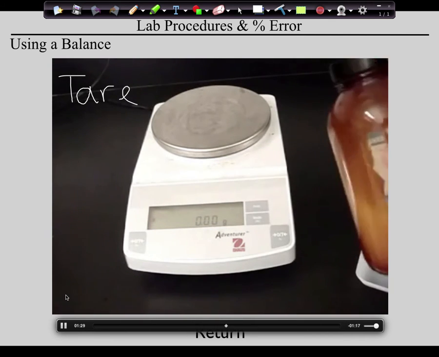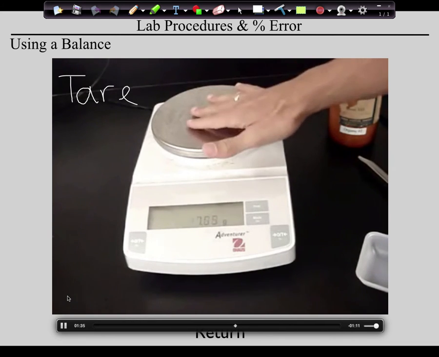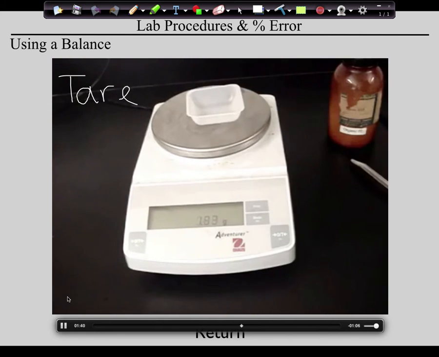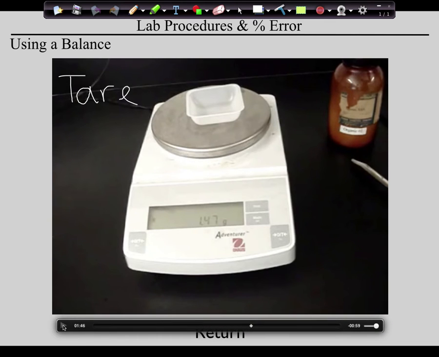I want to know what mass of sugar I'm using, so I'll obviously need to put something down. I never will put a chemical directly on the pan, so I'll need either a beaker or a weighing dish, such as this one. I'll put that down. Right now, it's showing me the mass of the weighing dish, 1.47 grams. And guys, we'll be using weighing dishes all year. They're called weighing boats.